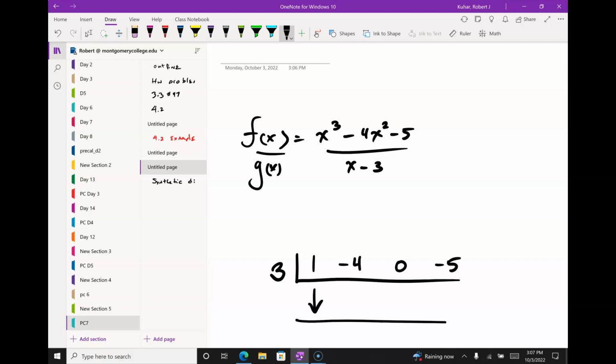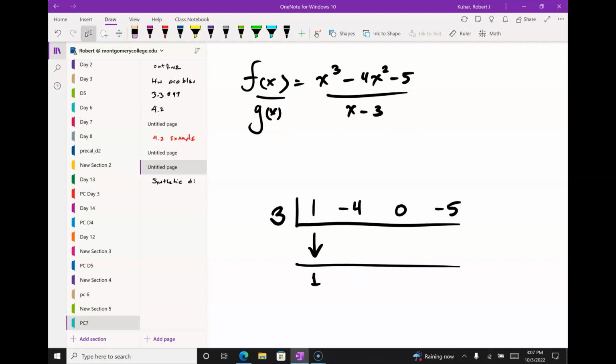I'm going to bring the first one down. Why? 1, because Robert said so. But if you notice, when we're doing the long division, that first x had to go into whatever I was dividing into. Now I'm going to multiply. What do I get? And add. What do I get? Minus 1, right?